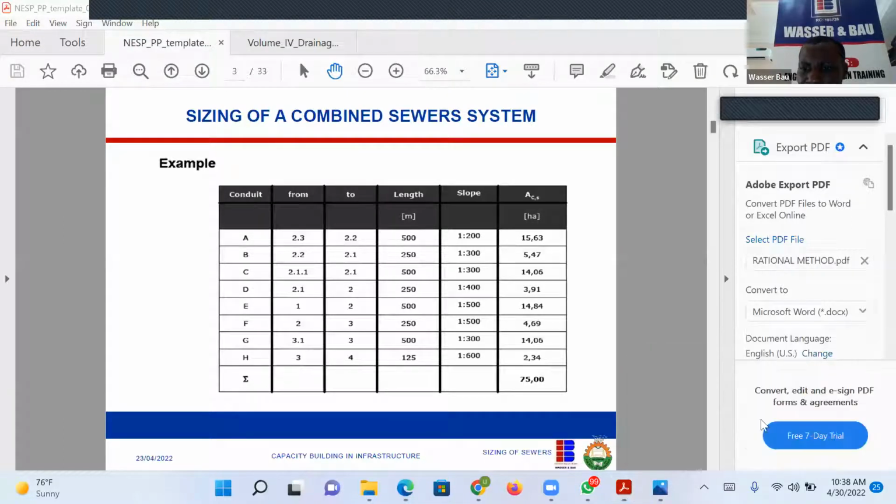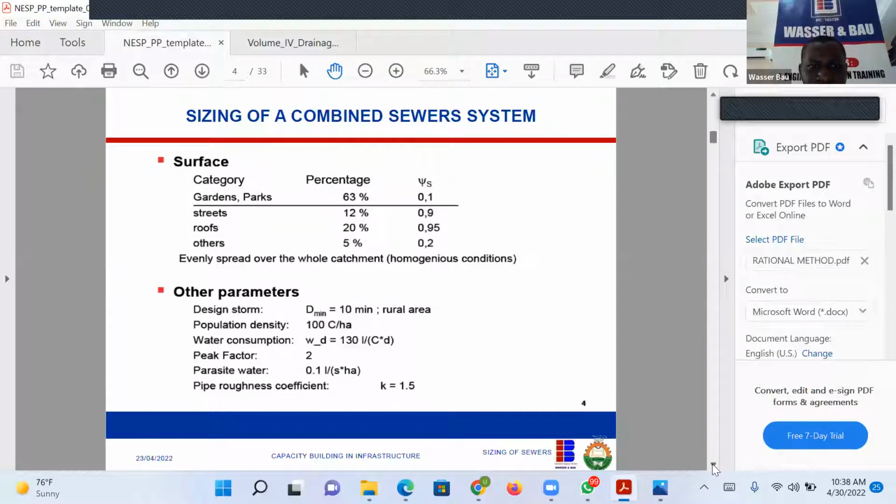So now we go to the catchment. What is the representative of the catchment? Each catchment is made up of gardens, streets, roofs, and others. And we now go to our charts, which I Googled last week and showed us. You go to Google, get the runoff coefficient of every catchment. It will give you 1,000 results.